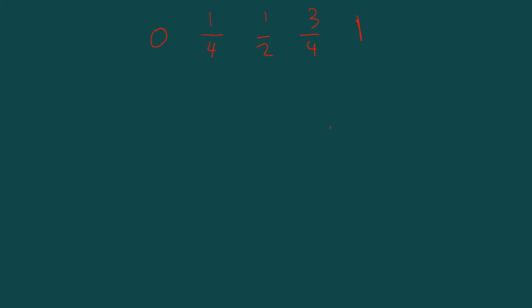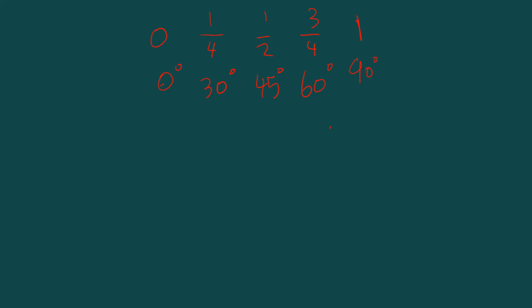Each represents a number. So 0 is going to represent 0. 1 over 4 is going to represent 30. Half is going to represent 45. Sorry about that. 3 over 4 is going to represent 60, and 1 is going to represent 90 degrees.